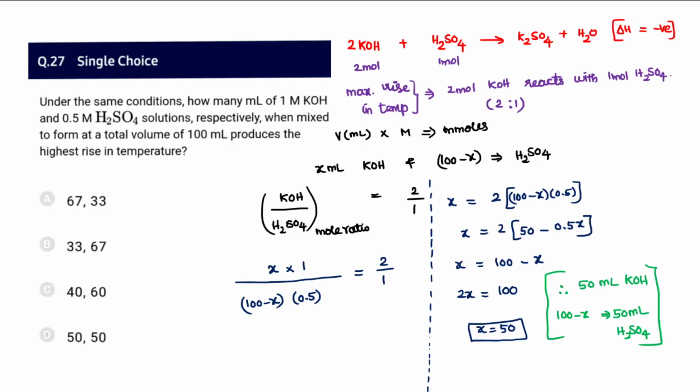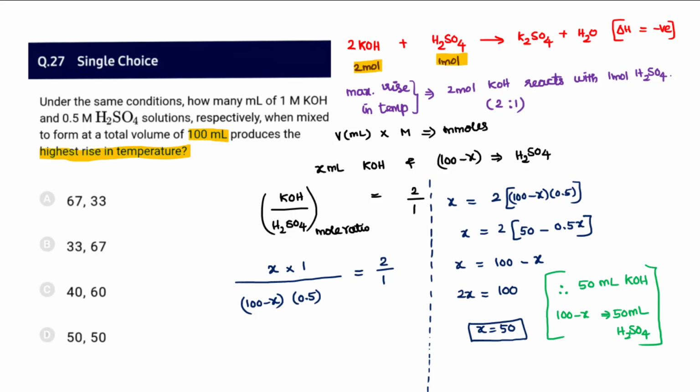27, under the same conditions, how many ml of 1 molar KOH and 0.5 molar sulfuric acid respectively, when mixed to form a total volume of 100 ml, produce the highest rise in temperature? The highest rise in temperature can be achieved when 2 moles of KOH react with 1 mole of H2SO4. So we are going by the mole concept. There is another way, applying the equivalent concept, but I suggest this method because it is a bit easier to understand, as many of you are more familiar with the mole concept than the equivalent concept.